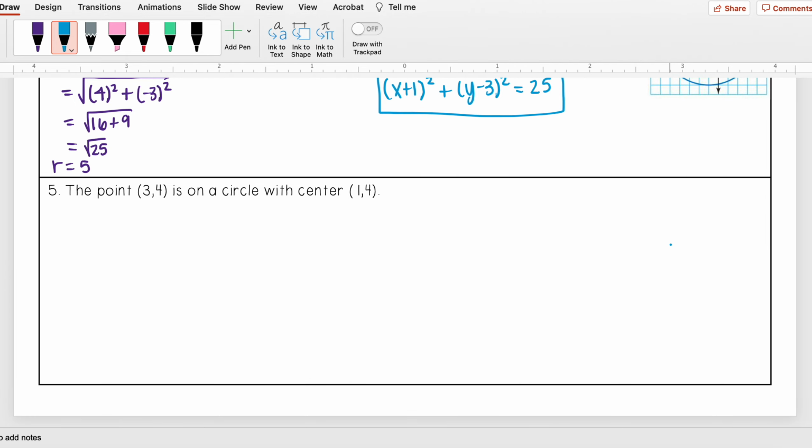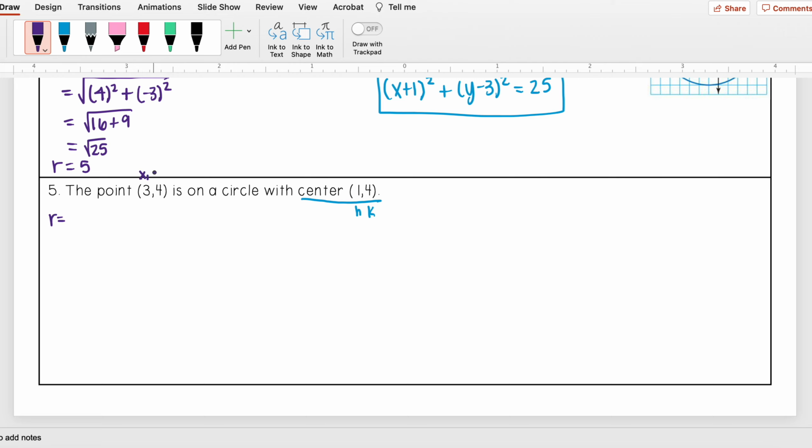Okay, let's try another example. Here I'm given the point (3, 4) is on a circle with center (1, 4). At first I know my center, so I just need to find my radius. My center is (1, 4), so that means that my h is 1 and my k is 4. Now I need to find my radius, and so I need to use my distance formula.